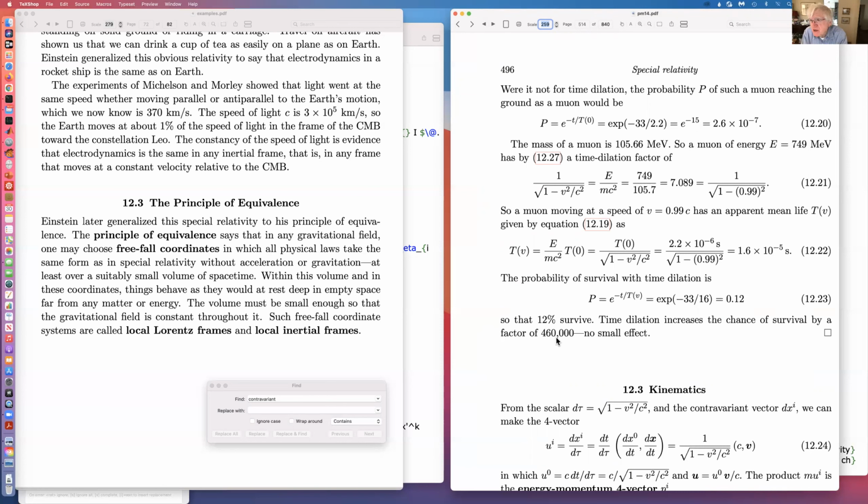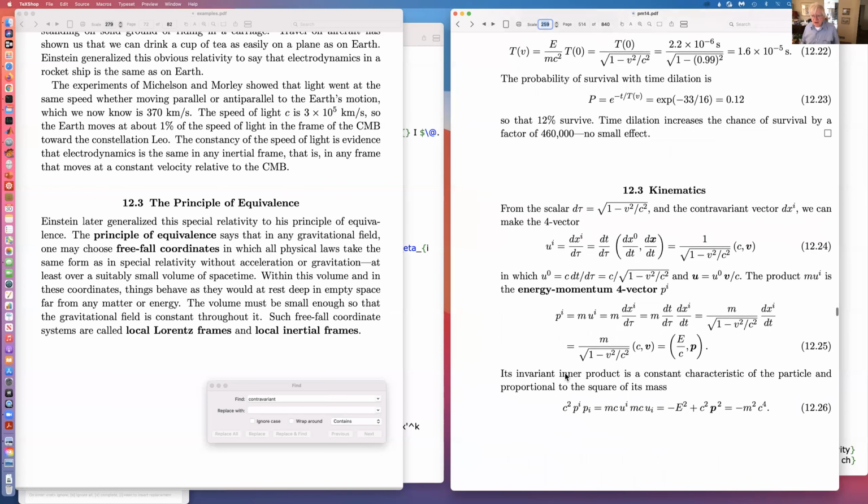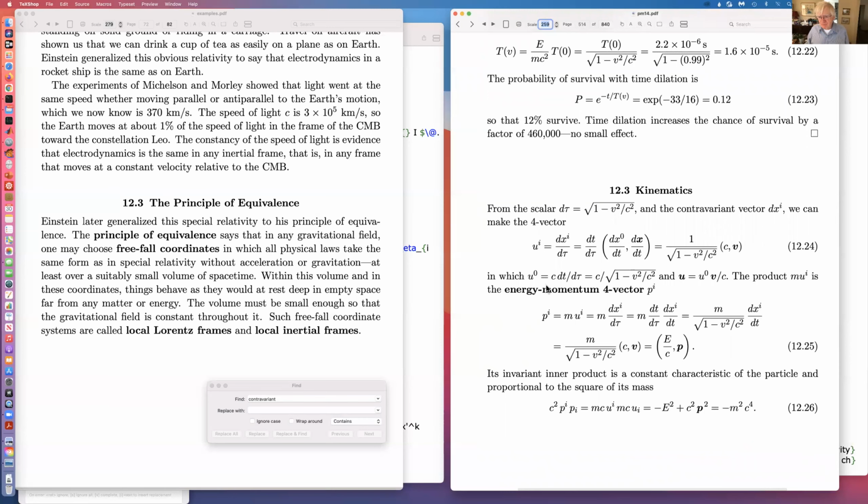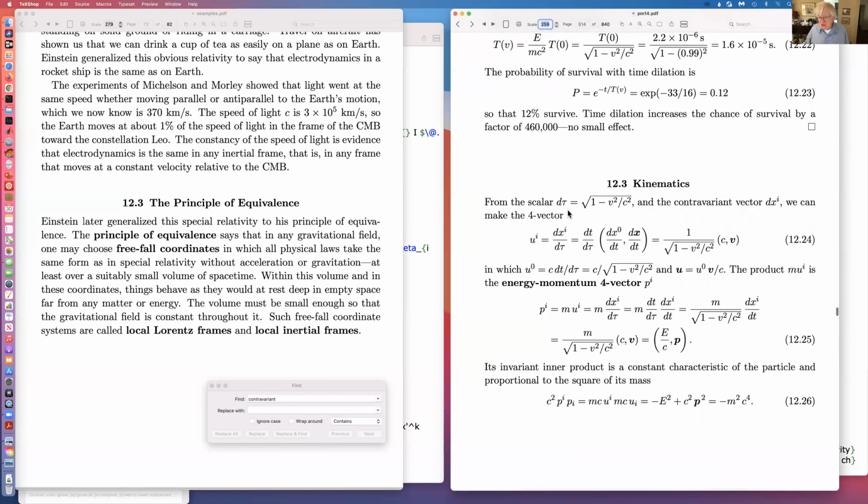Now, why don't I do some kinematics here? The thing that students should keep their eyes on is things that are invariant, because they're very simple. They're the same in all Lorentz frames. And one invariant is ds squared or d tau squared, and that's this square root here.